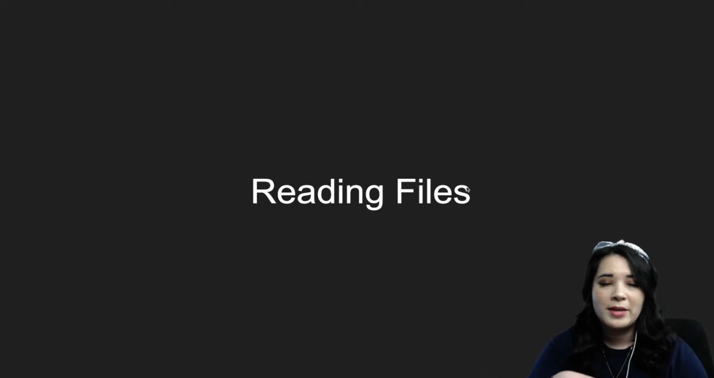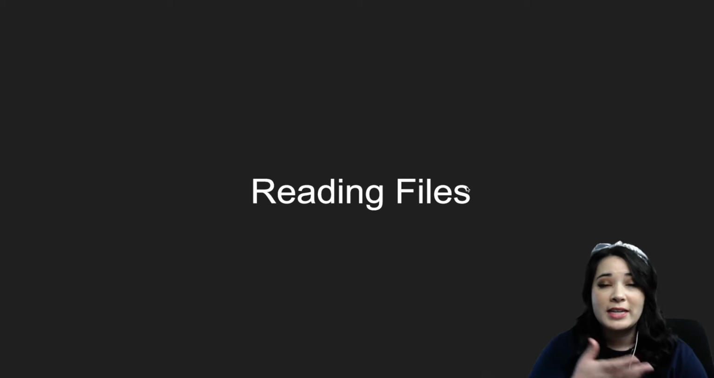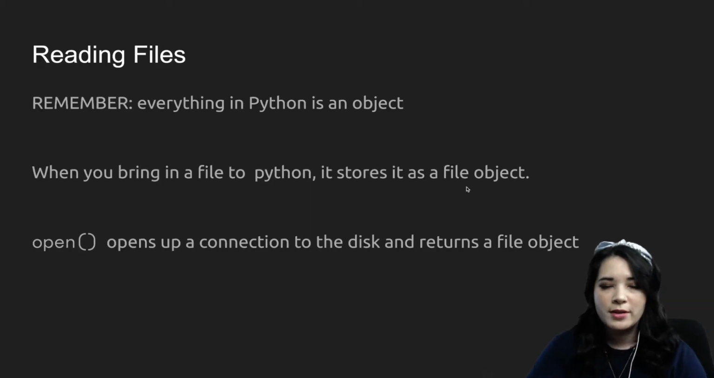So there's two main things that we might want to do with a file in Python. The first of those is reading the file. In other words, we want to get the information in the file and bring it in to our Python script. Remember, everything in Python is an object. So when you bring a file into Python, Python will store it as an object that you can then interact with.